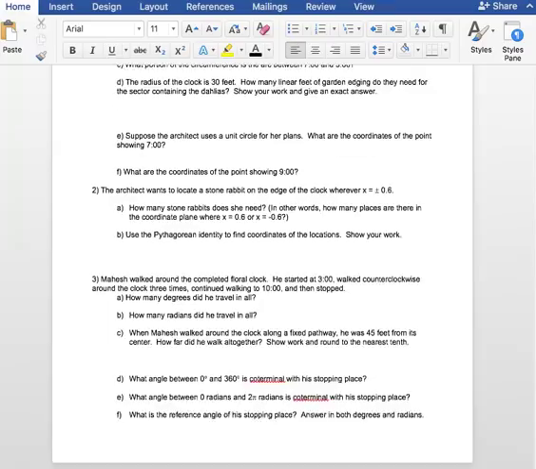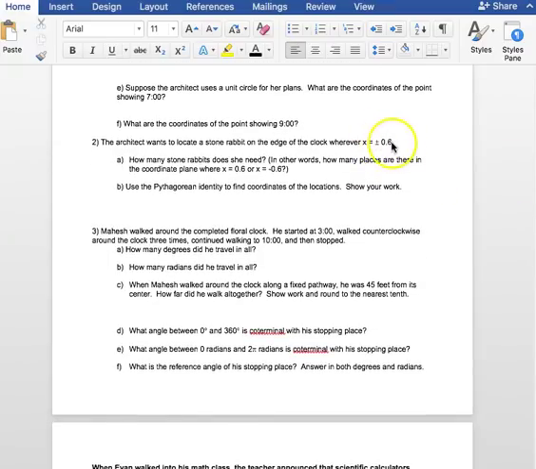And on the typed version, it gives you the same thing, but it asks how many stone rabbits does she need first? And then I give you an additional hint, but I'm still asking you to find the coordinates, the ordered pairs. It asks you to show your work. Notice that I am telling you that on this part of the question you need to use the Pythagorean identity. Notice that here I kind of clarified.